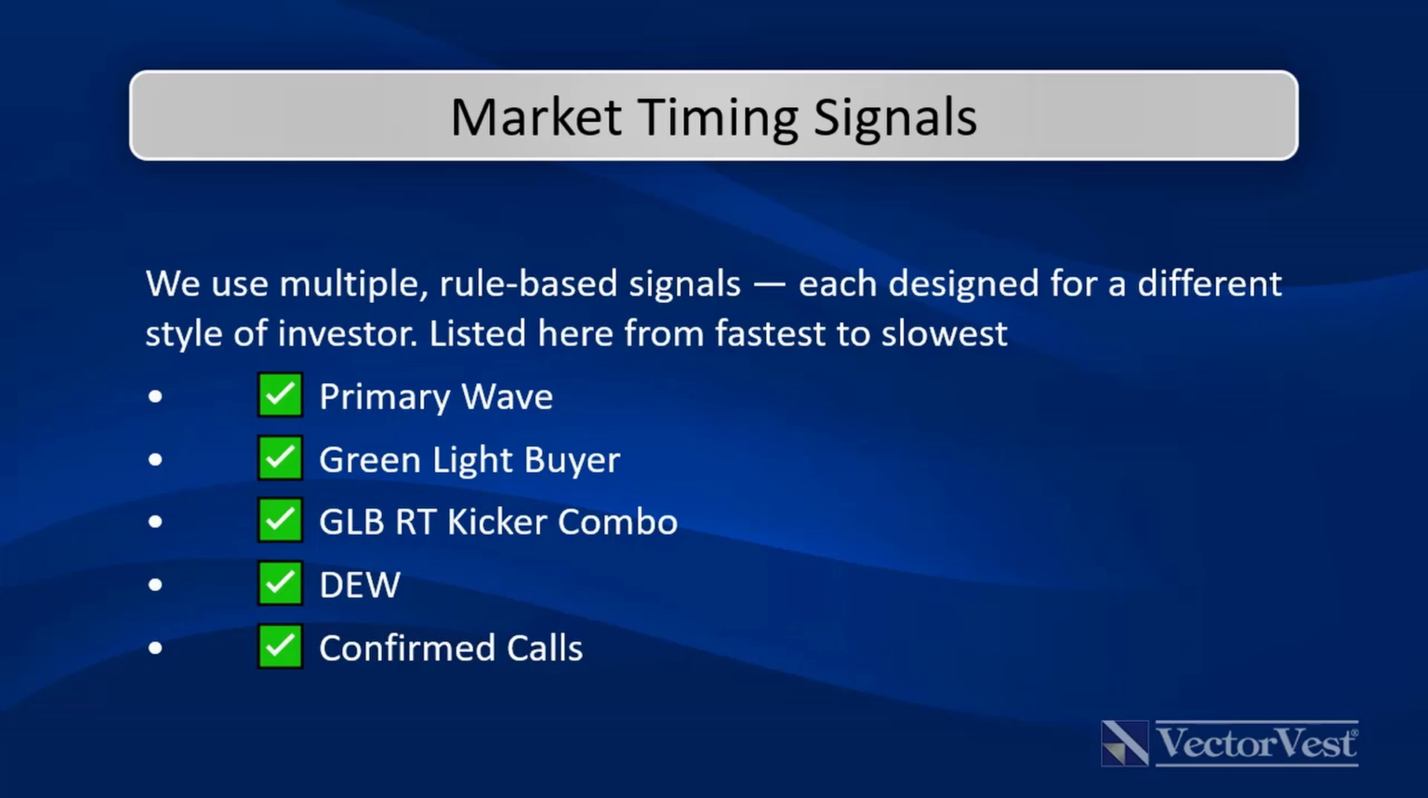So the fastest signal, the primary wave, followed by the green light buyer, the green light buyer RT kicker and kicker combo, the DEW, and confirmed calls. So those are the signals we're going to look at here today. But each one of them is designed with one purpose: keeping you on the right side of the trend for your particular time frame and temperament.